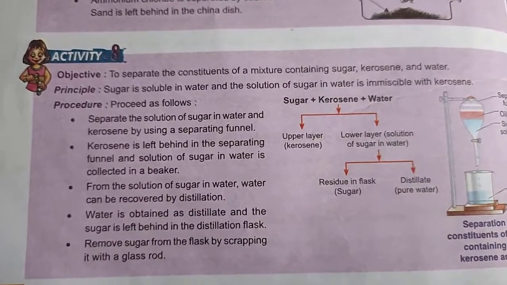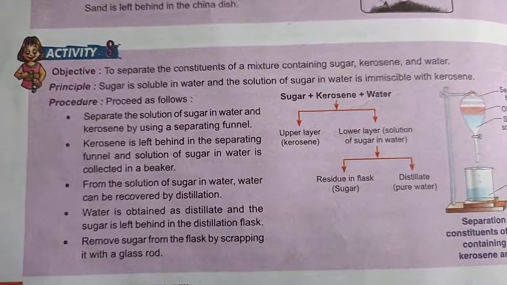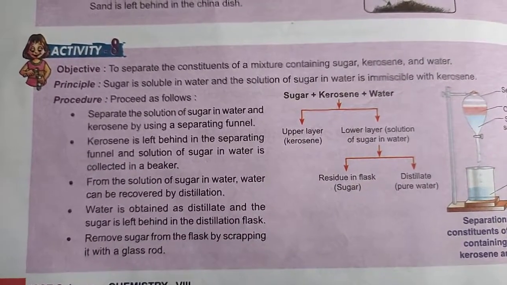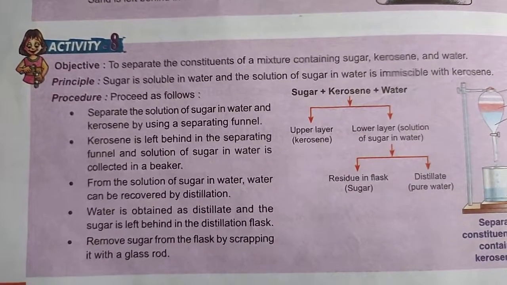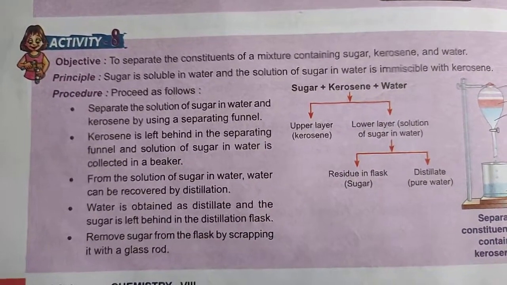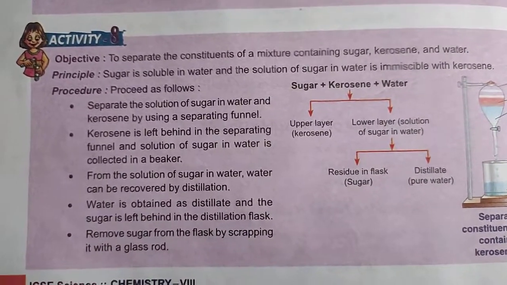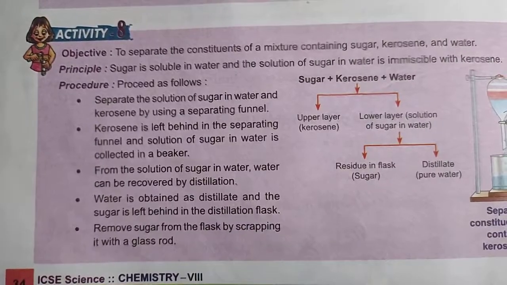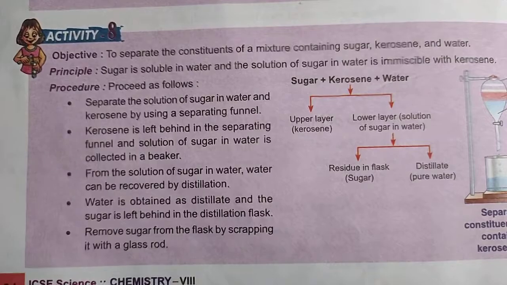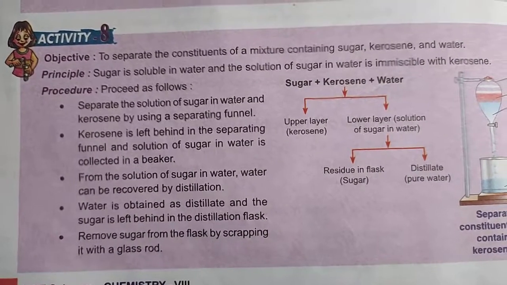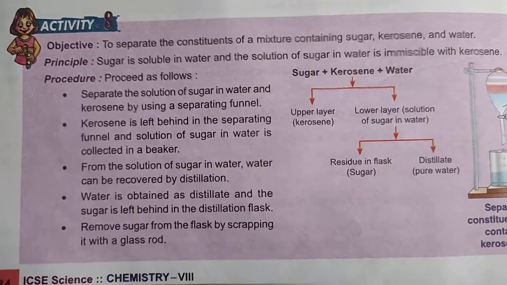Again in activity 8, you see 3 constituents are present in a mixture. Now you can see that sugar, kerosene and water are there. That means you have a mixture of an immiscible liquid and a solid which is dissolved in water. Now see how you can separate kerosene from this mixture by using the separating funnel method. So use the separating funnel method.